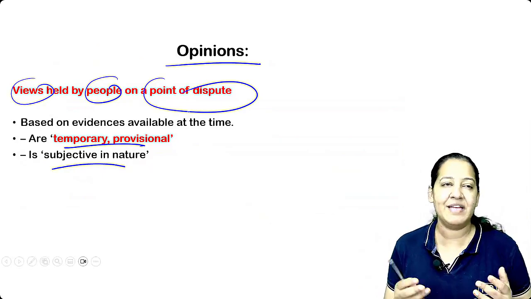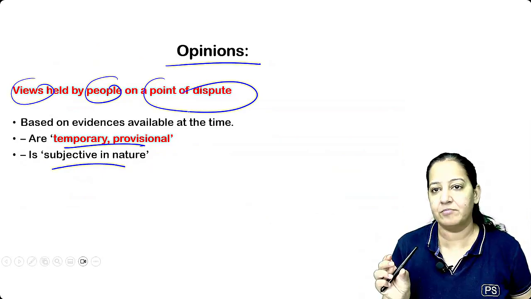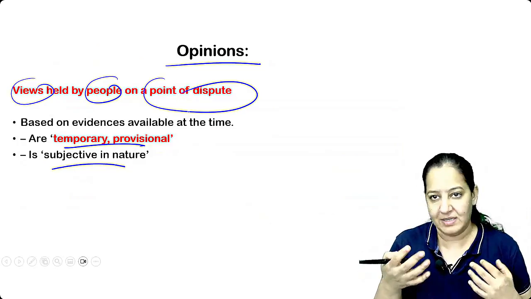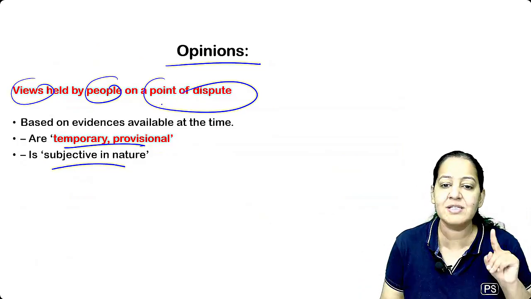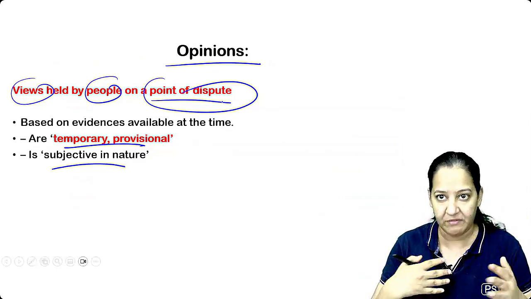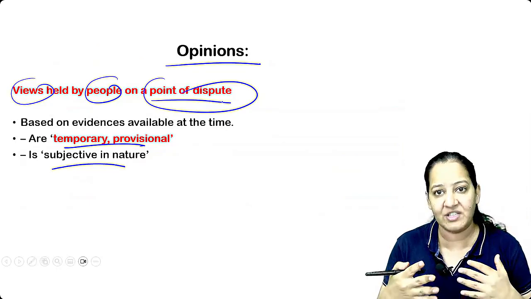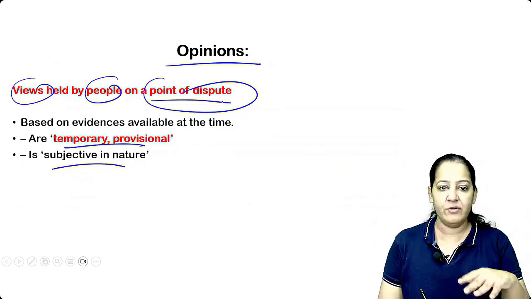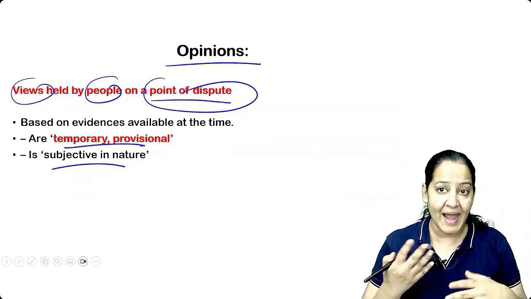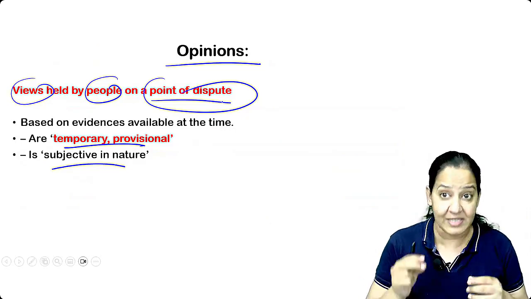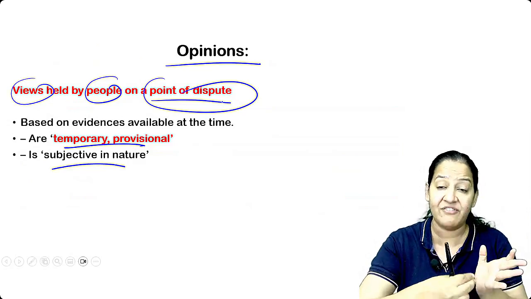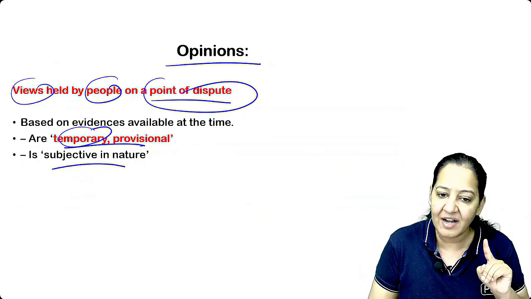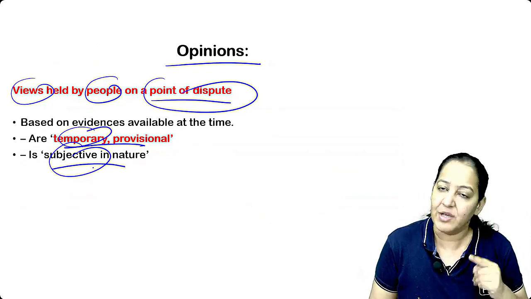For example, let's take a political topic. If I ask whether this government is good or bad, maybe your opinion is something else, my opinion is something else. So there is a point of dispute in which we are arguing and debating with each other. Your views can be different, my views can be different, but that's temporary. For example, if I'm able to convince you, no, you are wrong, this is the fact, at the end you can change your opinion because they are temporary and very subjective. It is easily changeable.